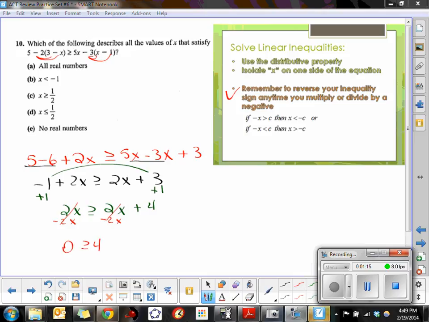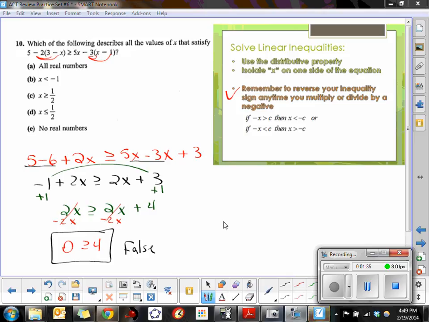0 is greater than or equal to 4. So if 0 is greater than or equal to 4, it's kind of an odd looking solution set, and number 1, it's false for anything because 0 is not greater than or equal to 4. So because this is false, and because all of our x variables dropped out, no matter what we put in for x, it's always going to be false.